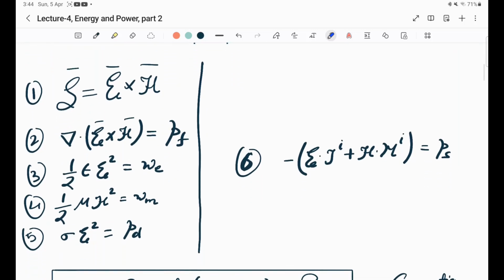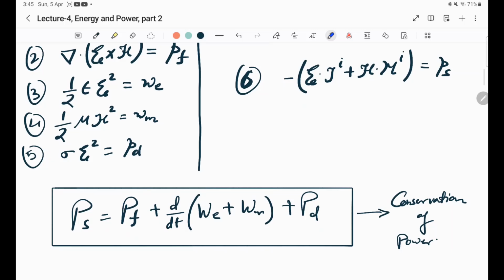In part 1 we have defined the Poynting vector S is equal to E cross H. The divergence of the Poynting vector E cross H is equal to density of power flux. We have defined half epsilon E square as WE, which is electric energy density, and half mu H square as WM, which is magnetic energy density, and sigma E square as density of dissipated power, and negative of E dot Ji plus H dot Mi as density of power supplied.